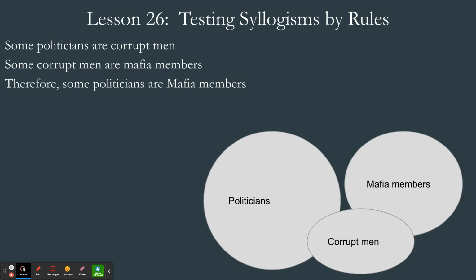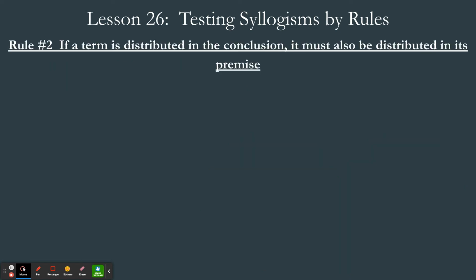Here are all politicians. Even if it were true that some of them are corrupt men, okay? And if we have, here are all corrupt men, and if it's true that some of them are mafia members, we don't have a necessary connection that proves that some politicians are mafia members. So this is the error. This is what it would look like to make the error, number 1, the fallacy of the undistributed middle. Next, here's rule number 2.